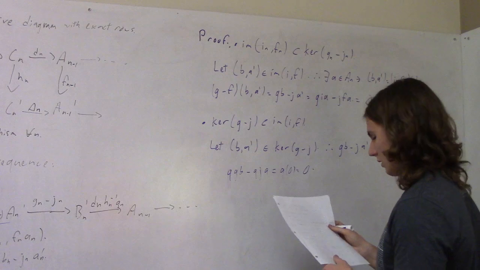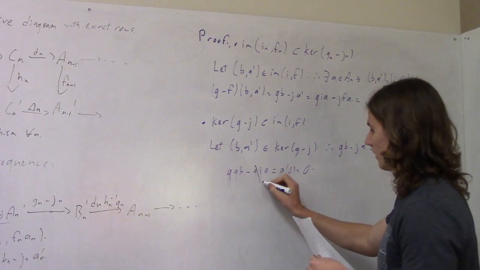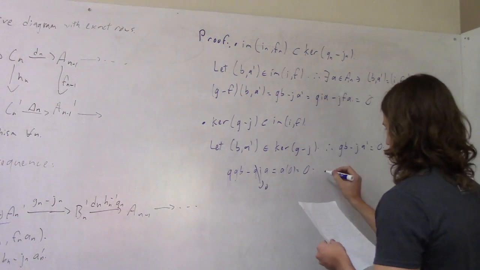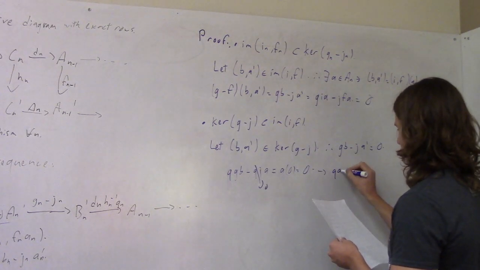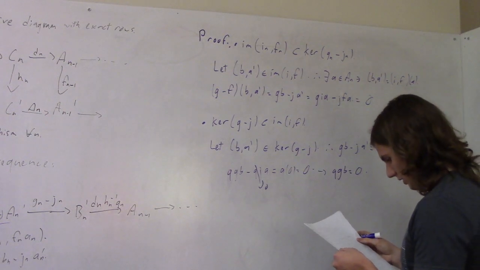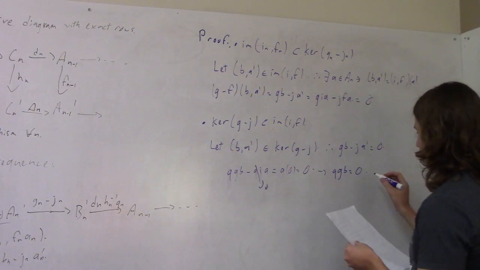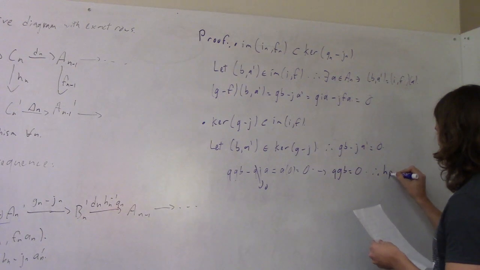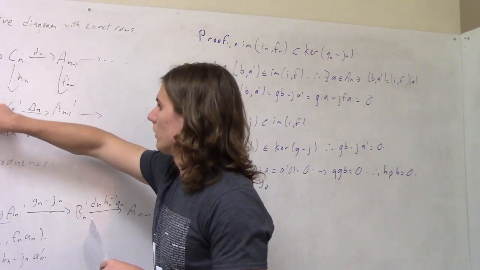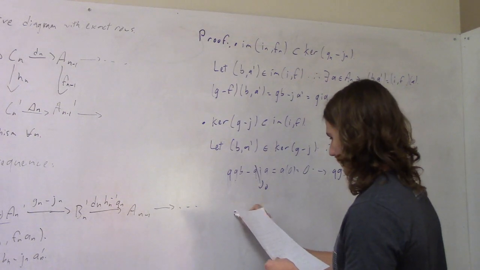But let's see. QJ is going to be 0 because of the exactness of the bottom row. Okay. So that means that QGB is equal to 0. Okay, but QG is equal to HP. Right, HP, QG, all the same thing because it commutes. But H is an isomorphism, so that means that PB is equal to 0.